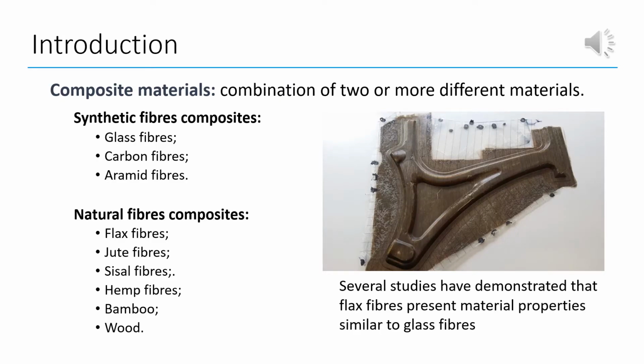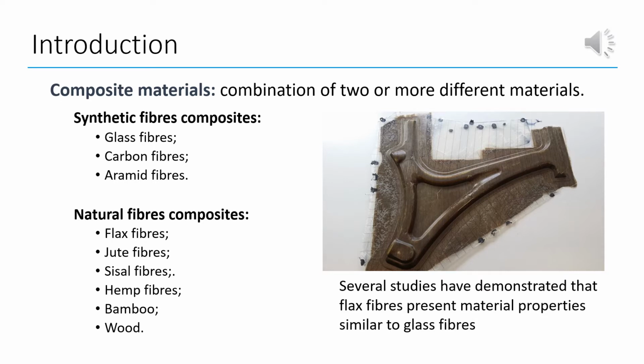Composite materials are well established in the aerospace and automotive industries. Nowadays, composite materials represent on average between 20 to 60% of the total materials present in an aircraft. These materials are the combination of two or more different materials. In the automotive and aerospace industry, the use of reinforced fiber composite materials is widespread.